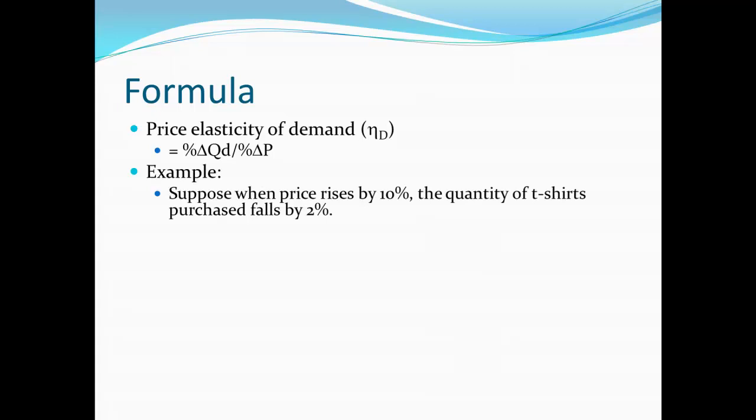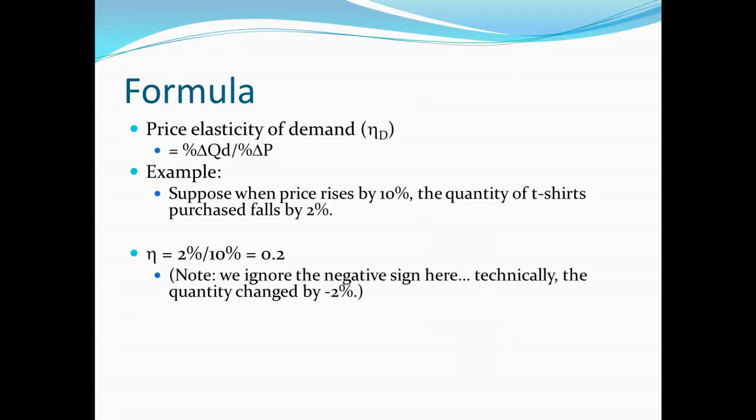For example, suppose that when the price of a particular good rises by 10%, the quantity of t-shirts purchased falls by 2%. So here we're looking at the price elasticity of the demand for t-shirts. In that case, our elasticity would be measured as 2%, that would be the change in quantity, divided by 10%, the change in price, both in percentage terms. So 2% divided by 10% is just 0.2.